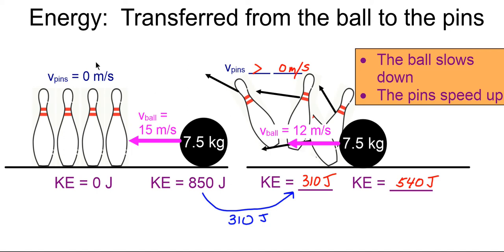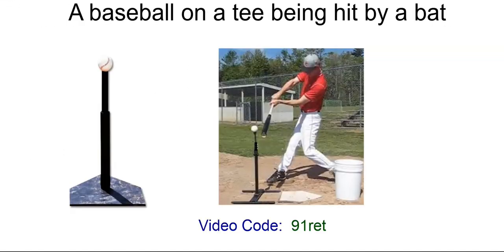So there we go. We see energy being transferred there. It's a classic example. All right, now let's look at another example. You've seen a tee, haven't you? A baseball on a tee. Rather than a pitcher pitching this ball, this guy's going to hit that ball off the tee.